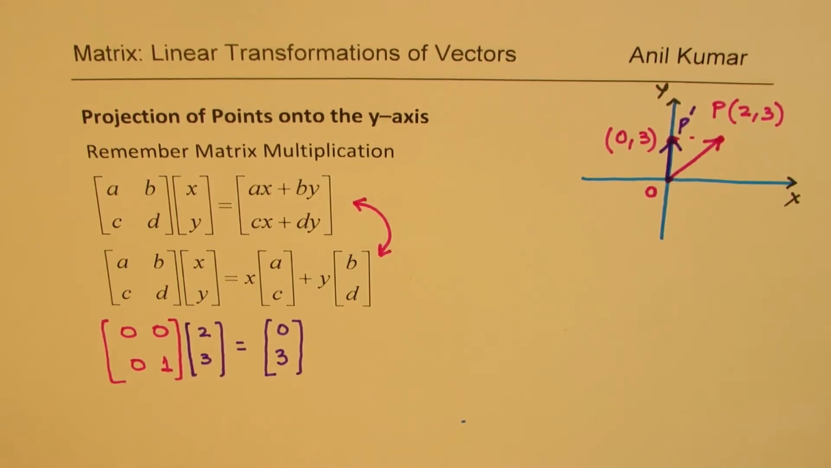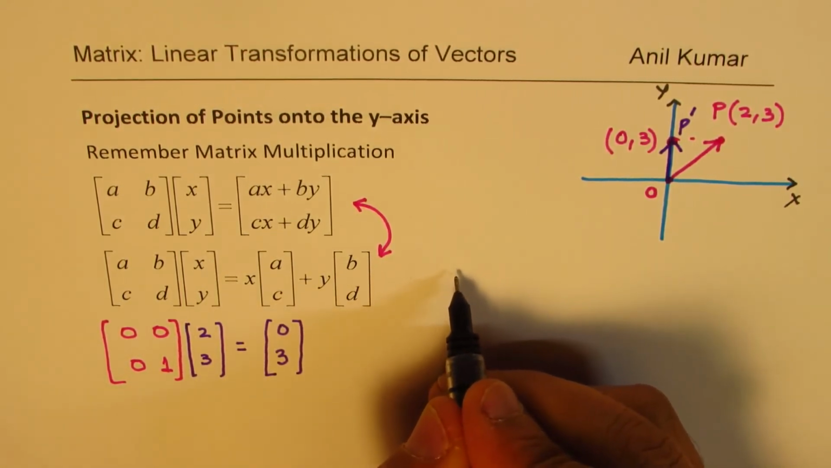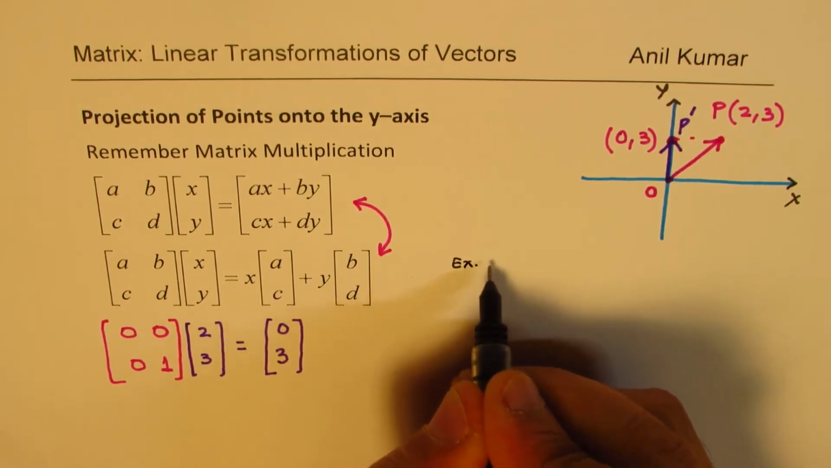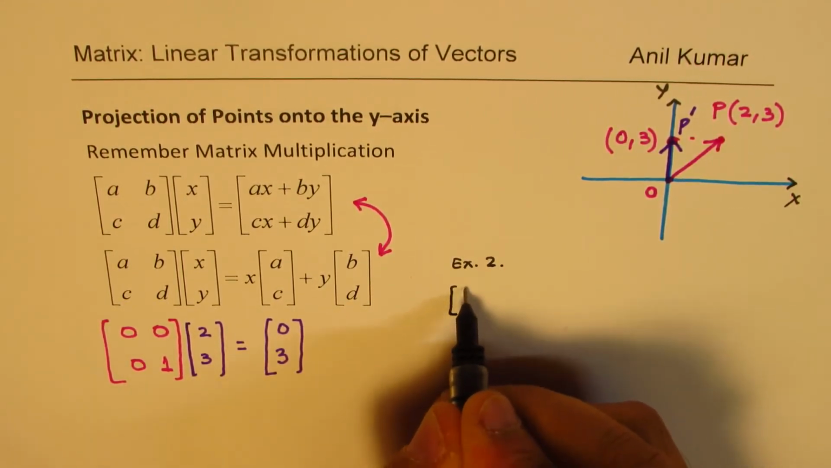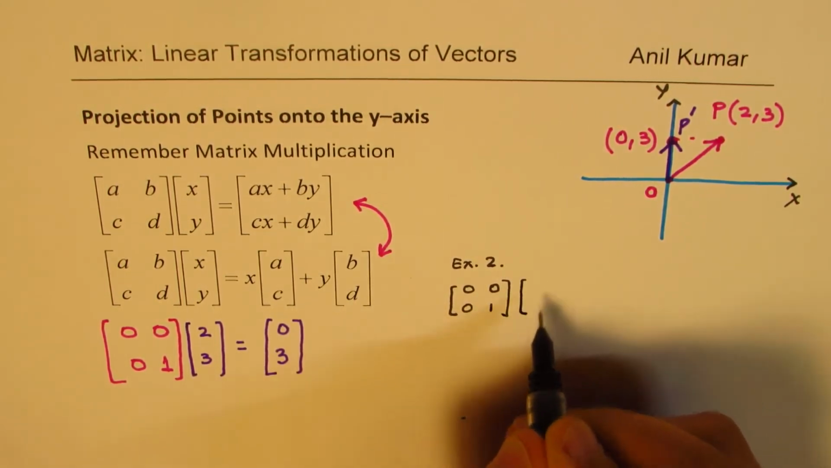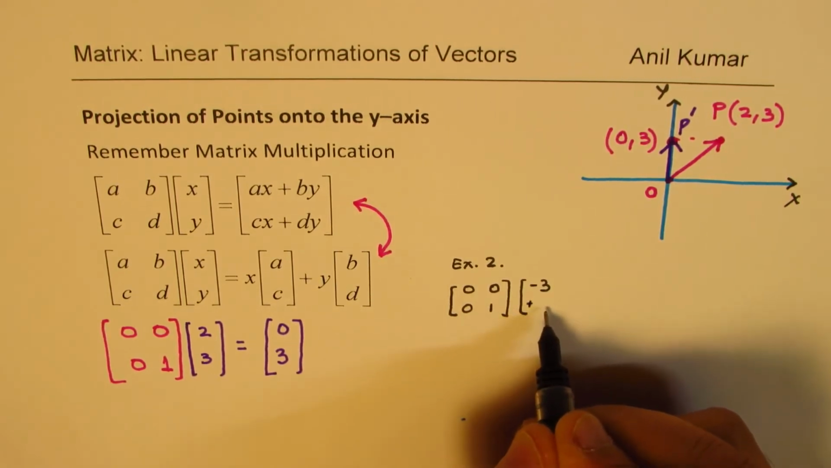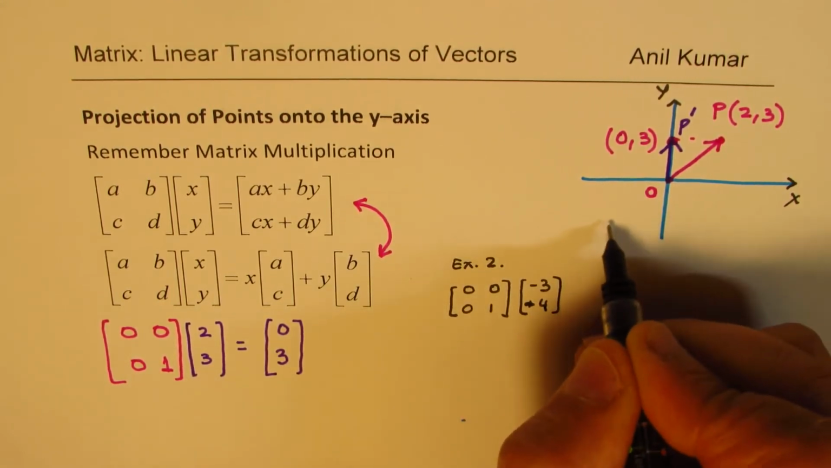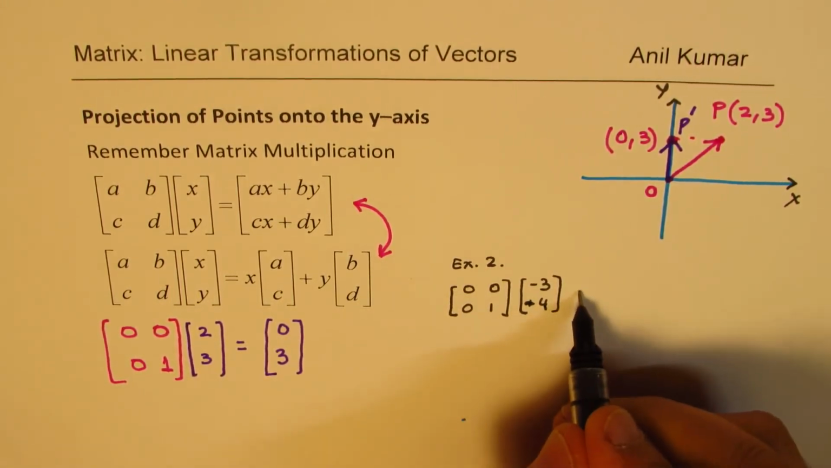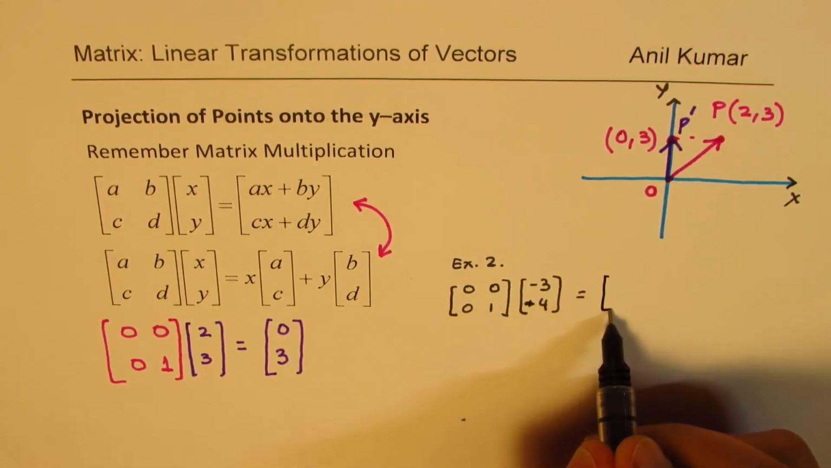Perfect. Does it work for you? I think it does. So let's try it out with some of the examples. Let's call this example 2, where we have a matrix which is 0, 0, 0, 1, and let's take a point. Let's take both negative, minus 3, minus 4, since we have some room here. Okay, so if I do this multiplication of matrix, what do I get?